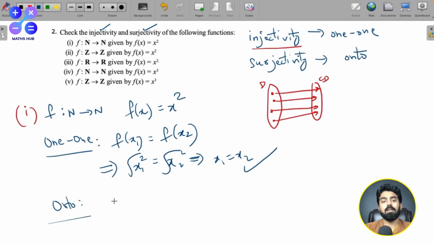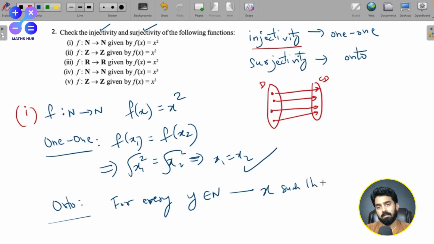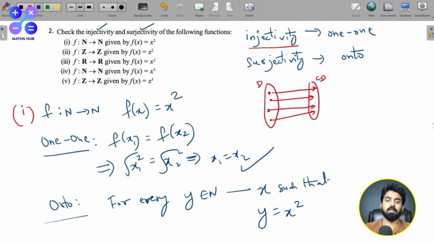So for every y that belongs to N, can you find an x such that y equals x square? That is the question. It means that for every single element in y, you need to find an x such that y is equal to x square.